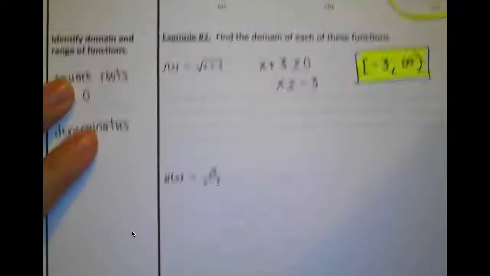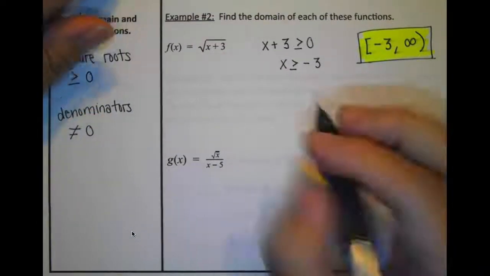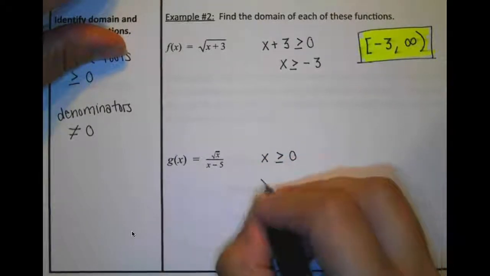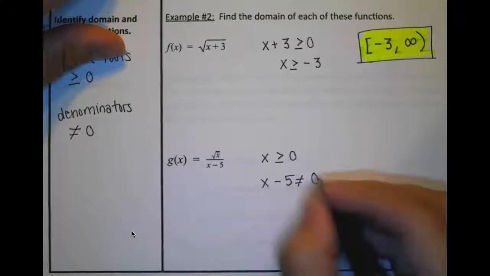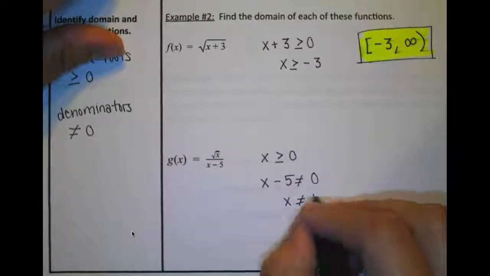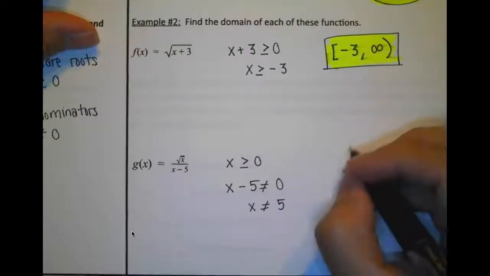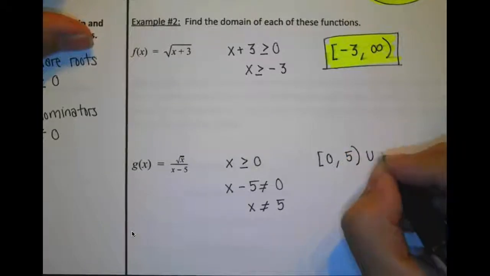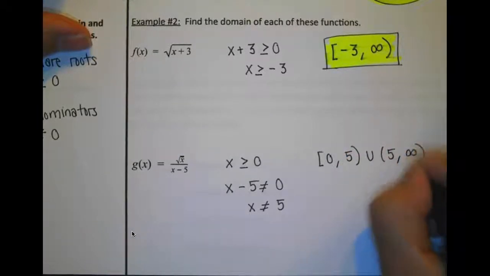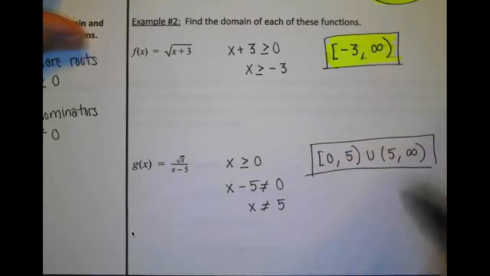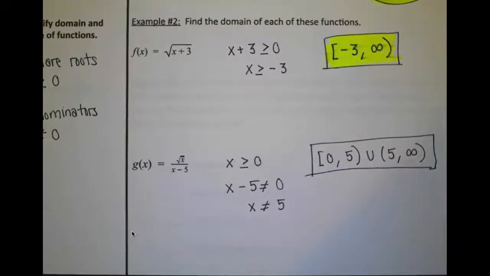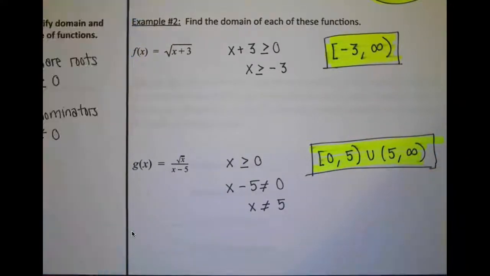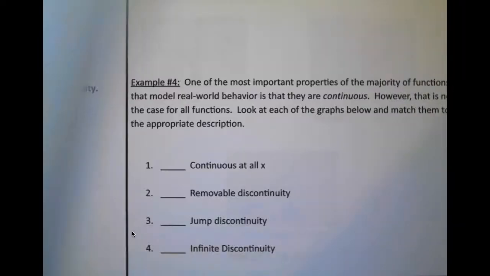Now down here I have both a square root and a denominator, so x has to be greater than or equal to 0, and x minus 5 cannot equal 0, so x cannot equal 5. So here my interval is going to be 0 to 5, not including 5, and 5 to infinity. Okay, let's go on to the next page.